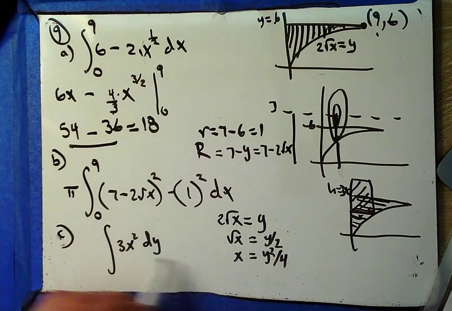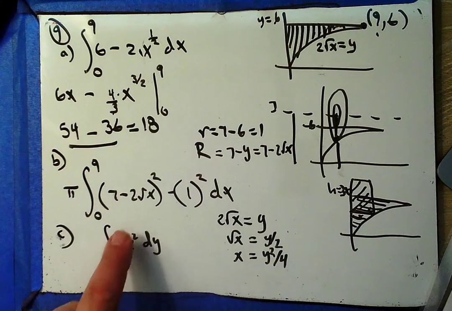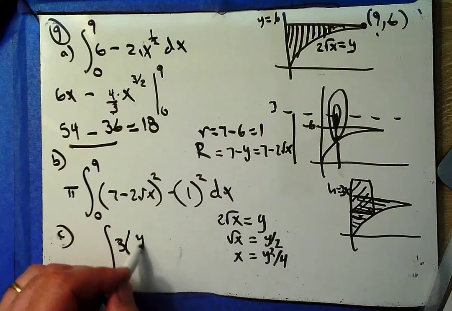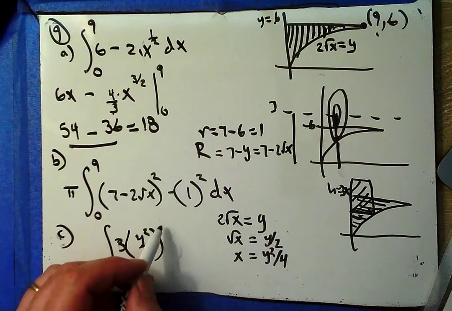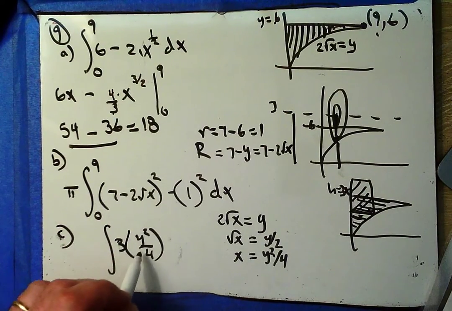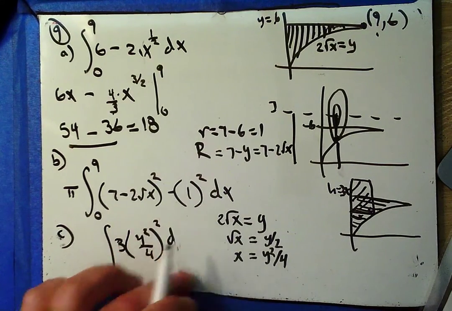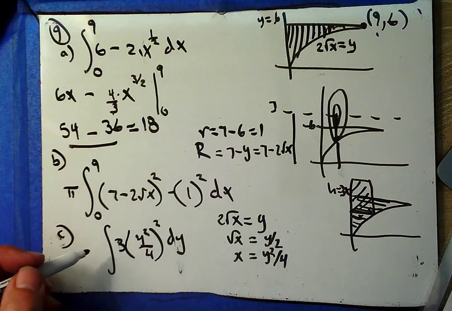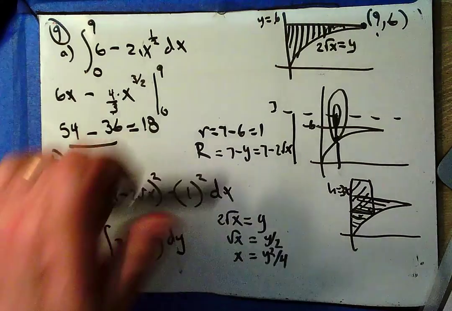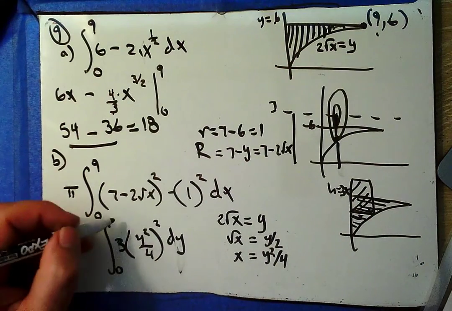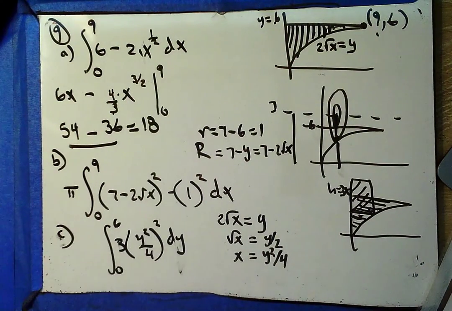So this x is going to be replaced with y squared over 4. Don't forget we wanted 3x squared dy. Sorry, I've been writing a lot of dx's. And since we're integrating with y's, we're going from here to here. So we're going up to 6, 0 to 6. Does this say find that volume? Or does it merely say set this up?